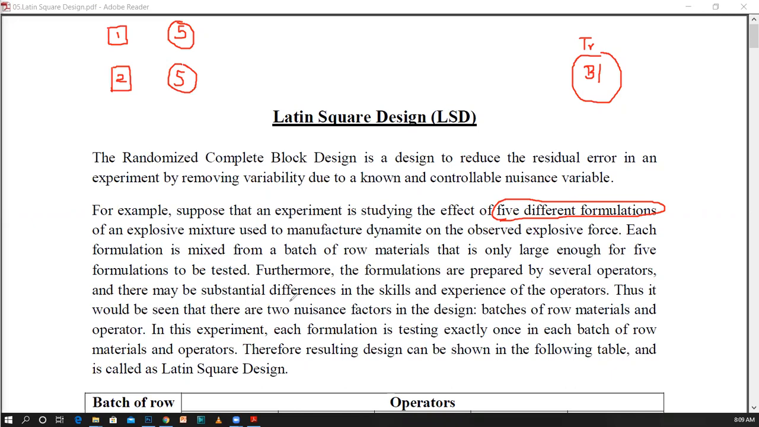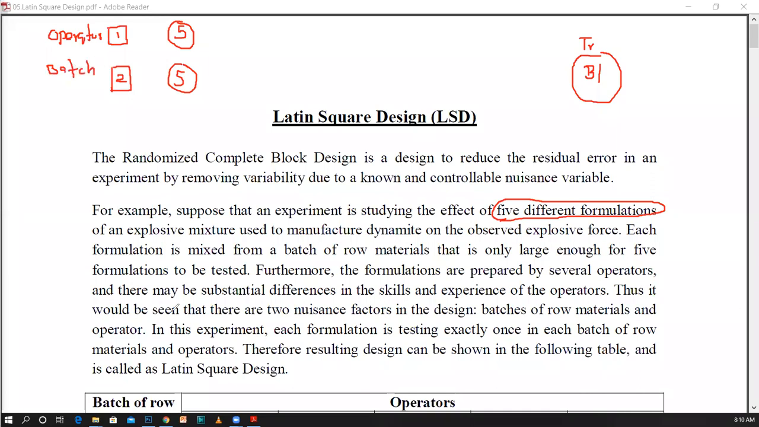When they are going to prepare these formulations, they may be prepared by several operators. Therefore, there will be substantial differences due to the skills and the experience of the operators. Then we think that the formulation may vary from one to another. Therefore, the next thing is the operator. Operator is one variable we are considering, and the next one is the material batch.